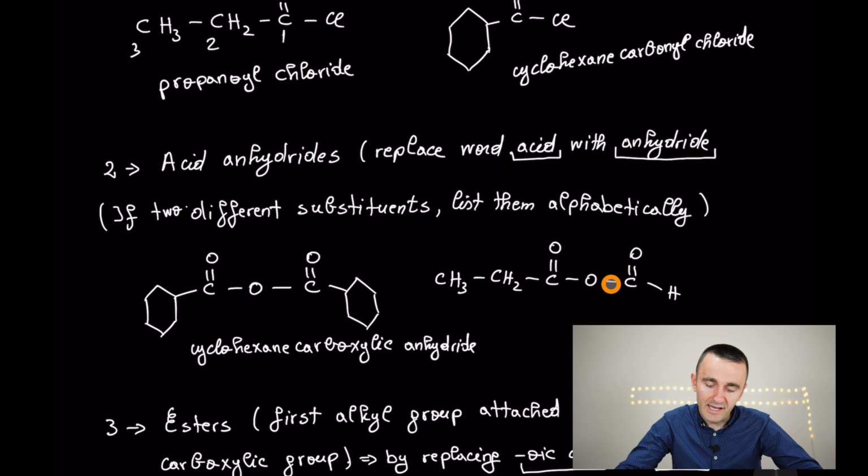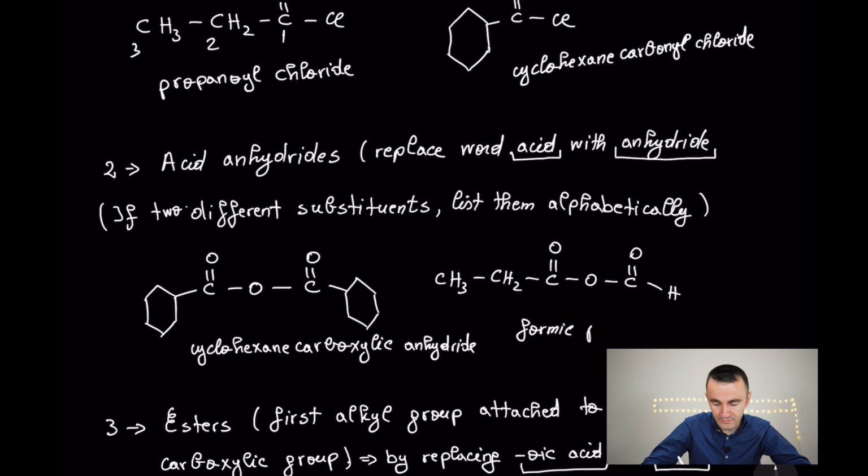In this case you have formic acid on this side, and on this side you have propanoic acid. Both together, because it contains two carbonyl groups connected with an oxygen in the middle, is called an anhydride. This is going to be formic, or methanoic, it is the same, and this is propanoic. So formic propanoic anhydride. Right? Let's move further.